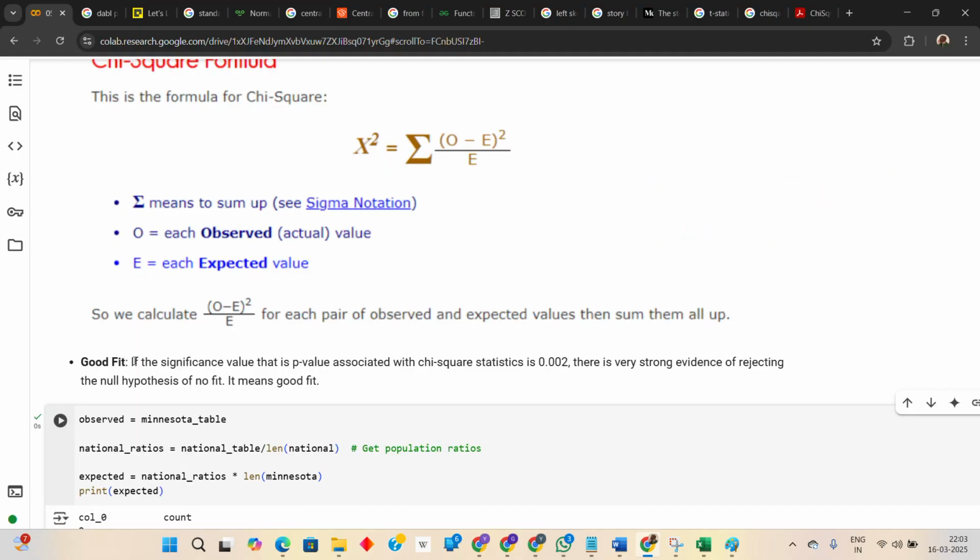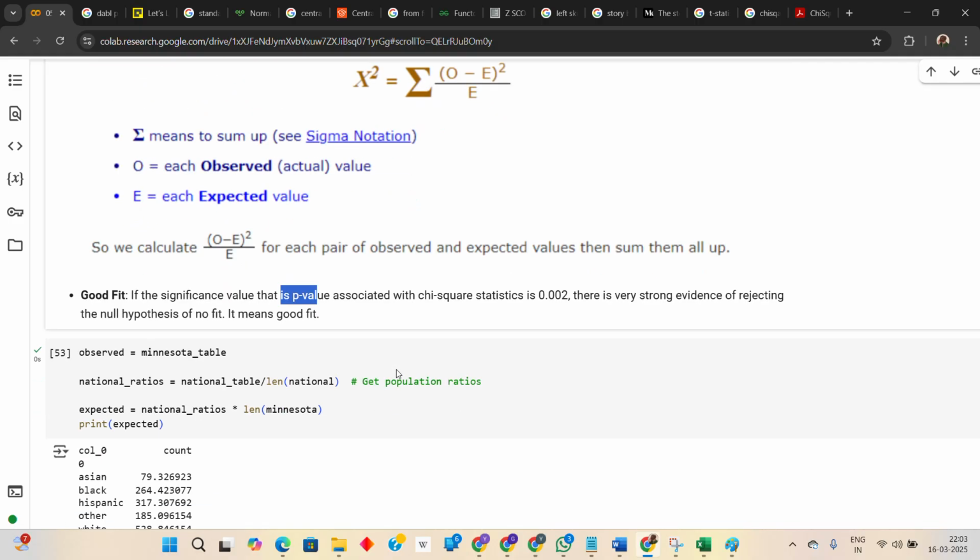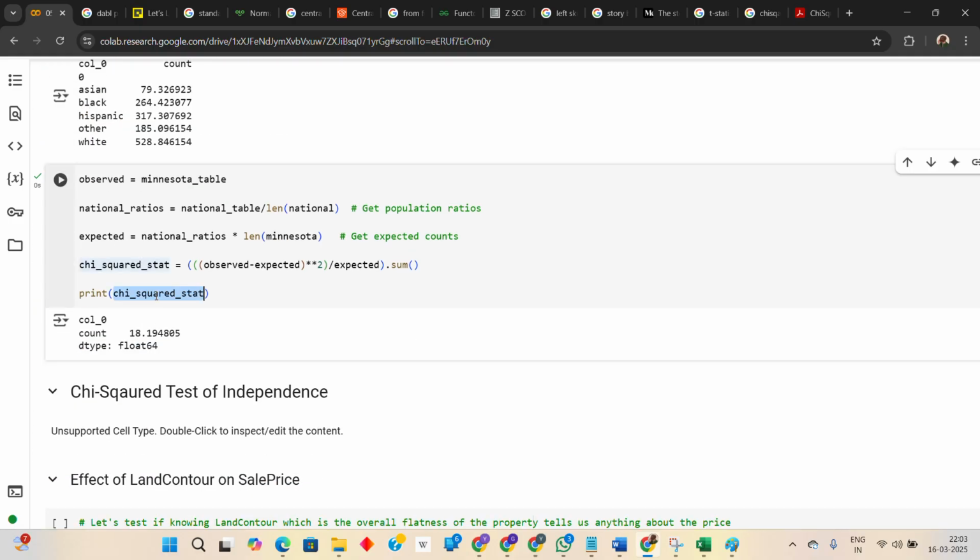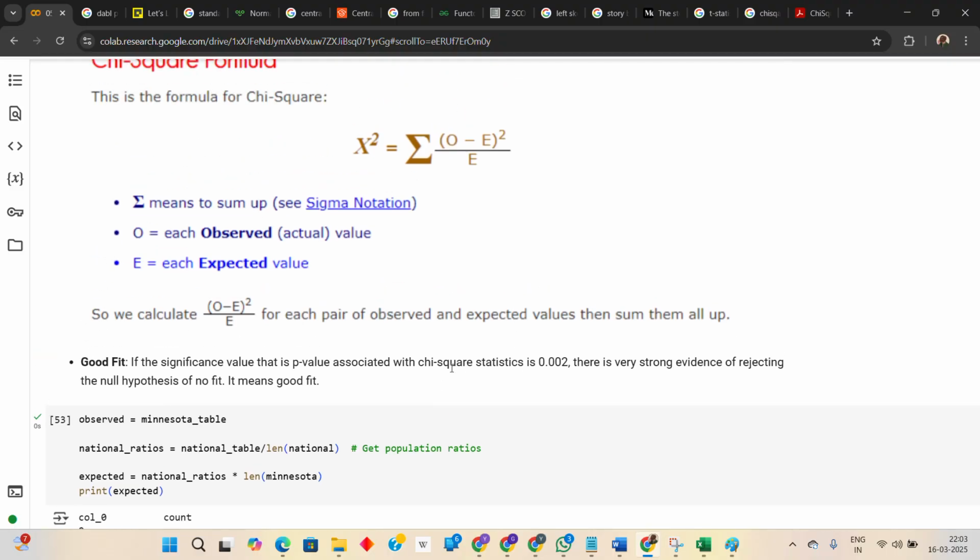A good fit is when the significance value, that is the p-value associated with this chi-square test, is 0.002. Then there is very strong evidence of rejecting the null hypothesis. Rejecting the null hypothesis means accepting the alternate hypothesis. That means it is a good fit.